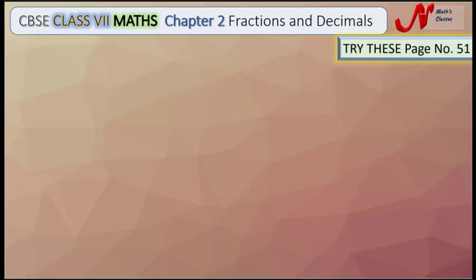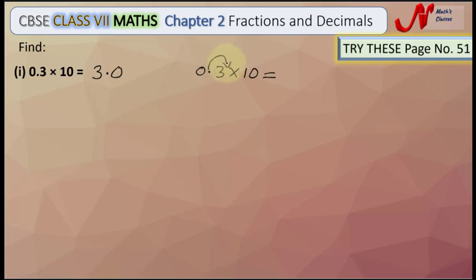Now we solve Try This, page number 51. In this one, first we solve the first bit. Here given 0.3 into 10, so this can be written as 3.0, because we know that when we multiply 0.3 with 10, we have one zero, so we shift the decimal point one place to the right, so we can write it as 3.0.